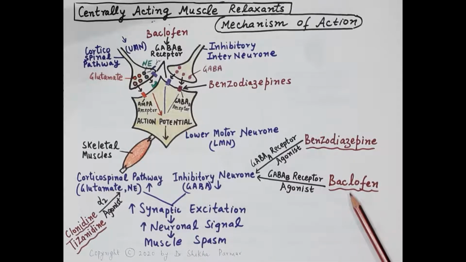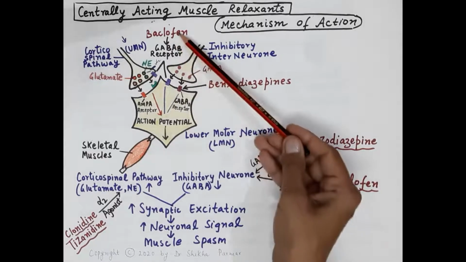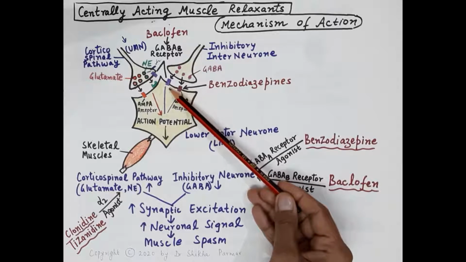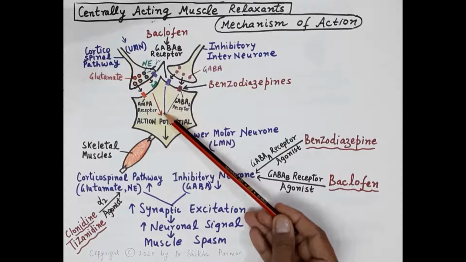The second important drug is baclofen. Baclofen is a GABA B receptor agonist. It binds to the GABA B receptor, which is located on the lower motor neuron, and by binding to GABA B receptors, it causes hyperpolarization.